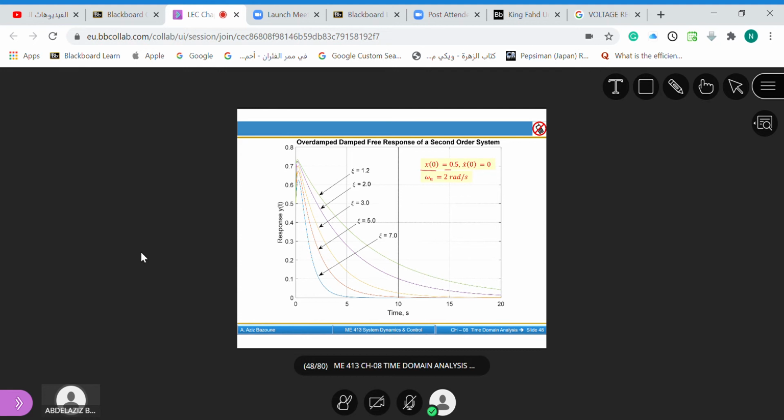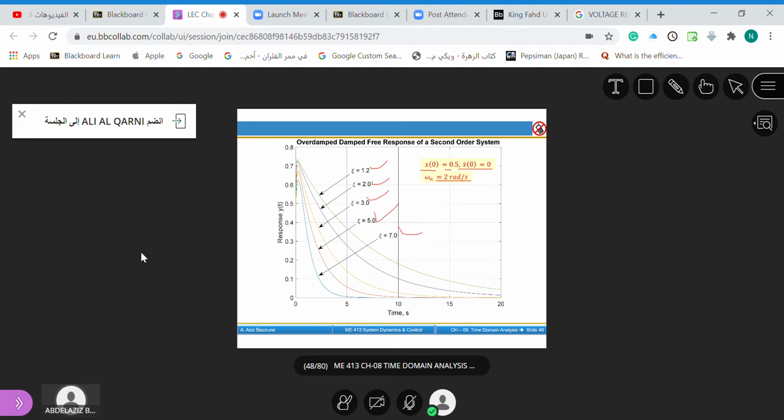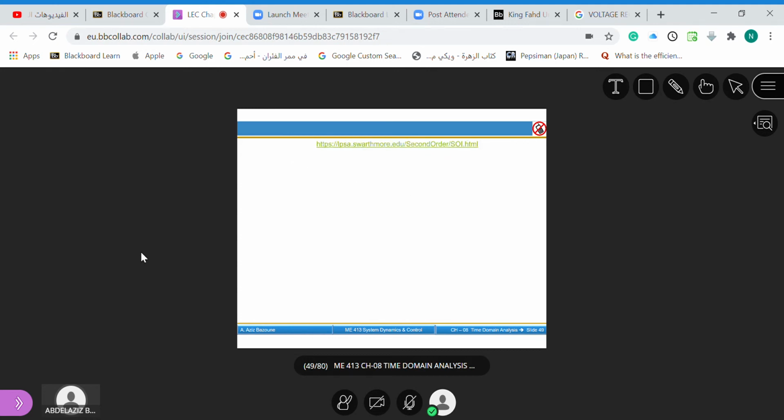And this is the overdamped case response when we have x0 equal to 0.5, x dot 0 equal to 0, and omega n equal to 2 radians per second. We are changing the values of zeta: 1.2, 2, 3, 5, and 7. See how the response goes faster to the steady state value. So this is the free response.